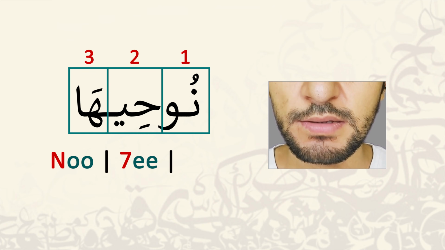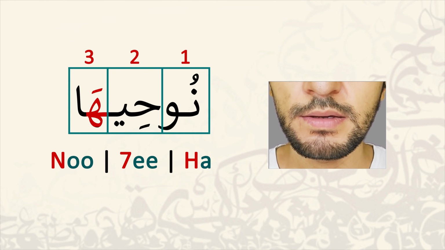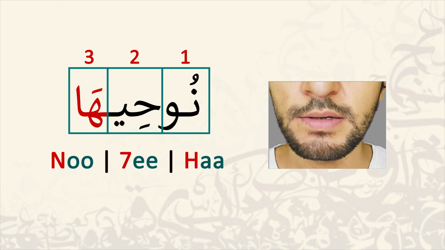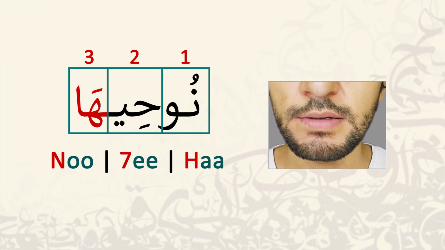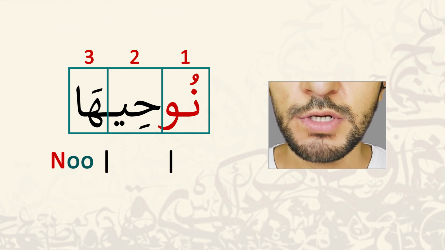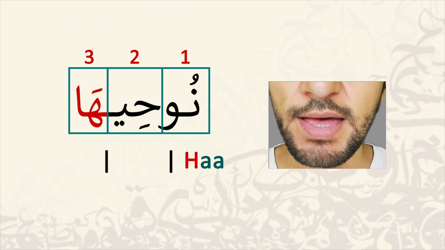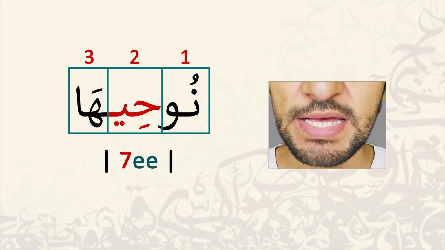Finally, the third syllable has this letter that sounds like Ha, because it contains Fatha label. And after that, there is a consonant Alef that gives the sound A. So we add a sound to this Ha sound and it becomes Haa. That's elongation with letter Alef. The three syllables as you see are Noo, Hee, Haa.